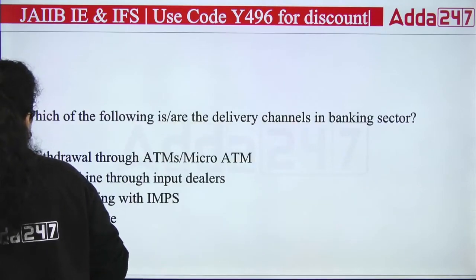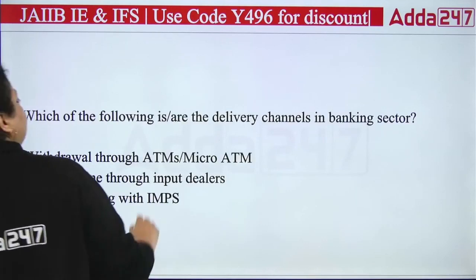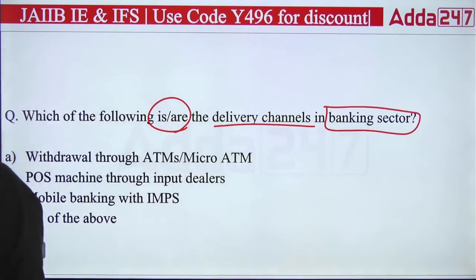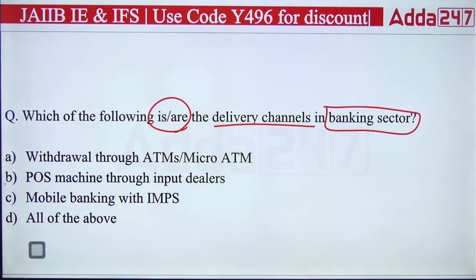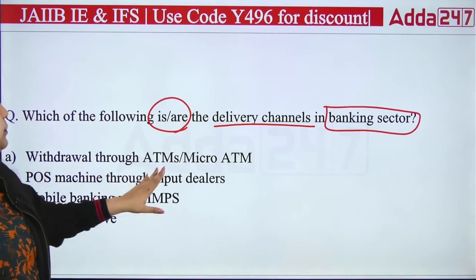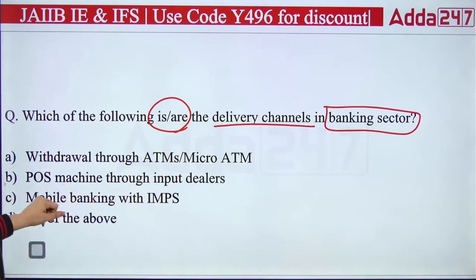Okay, so let's continue with the first question, which is talking about which of the following are the delivery channels in banking sector. Out of these 4 options, which of the following are the delivery channels? First is saying withdrawal through ATMs, micro ATM. Second is saying POS machine through input dealers. Third is saying mobile banking with IMPS. And the fourth is saying all of the above. So you have to answer out of these 4 options, which of the following are the delivery channels of banking sector? A, B, C or D?